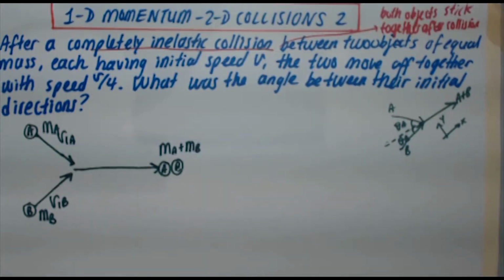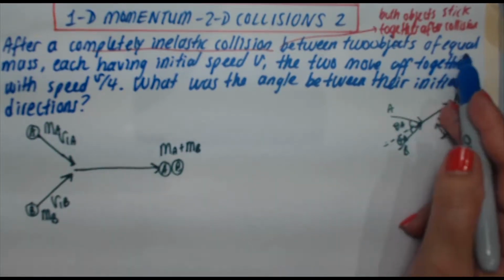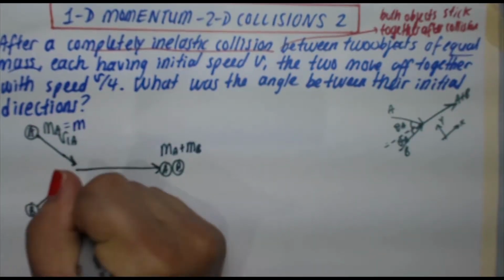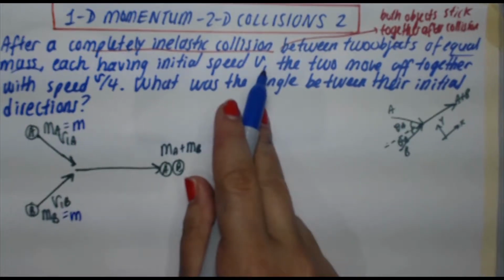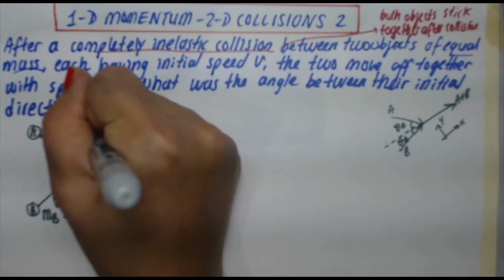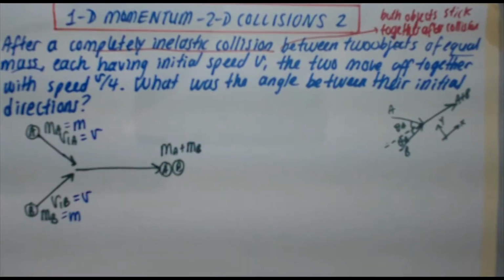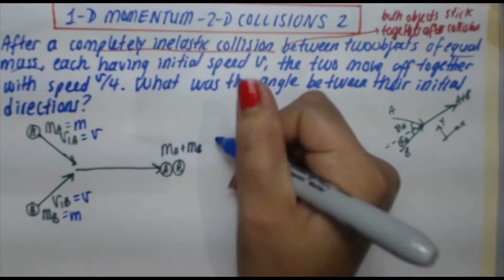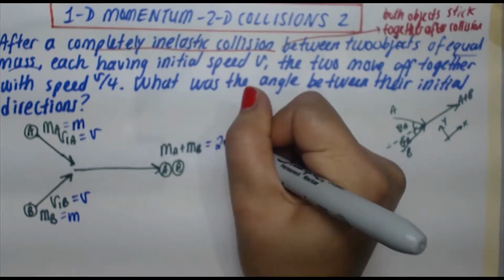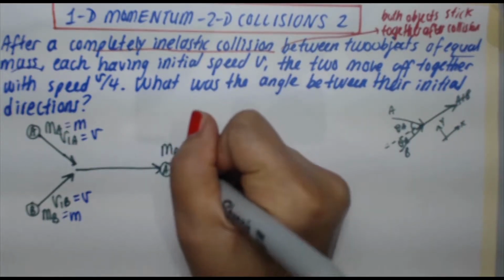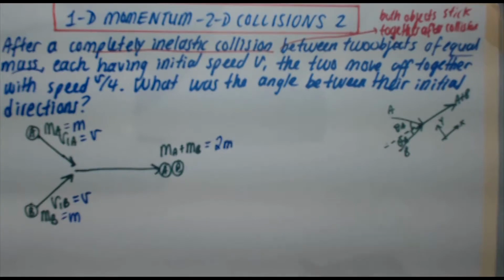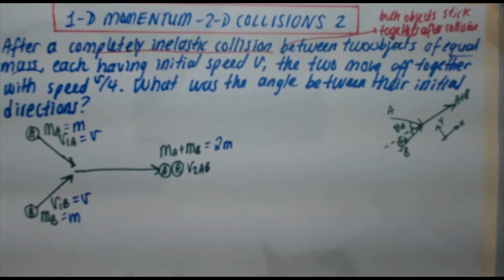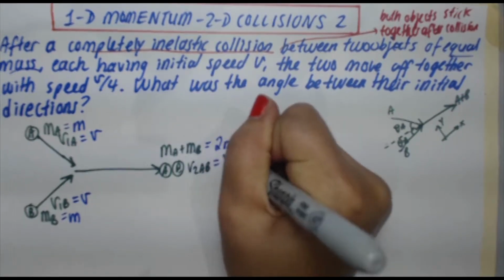Now, more good news. The question gives us a lot of nice information. Two objects have equal mass, so MA we can just call M, and MB we can just call M. Each having initial speed v. They both also have the same initial speed, so v1a is v, and v1b is v. With the masses in mind, if MA and MB are both M, then MA plus MB is M plus M, which is 2M. And they're traveling at the final speed, which we can call v2ab. We don't even have to use that notation in the question, but there it is if you want it. It's moving at v over 4.